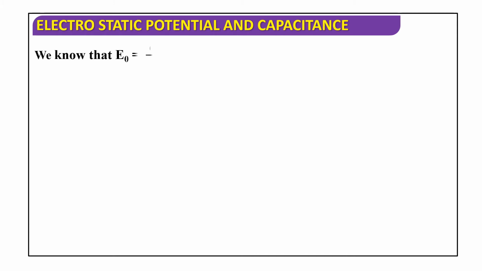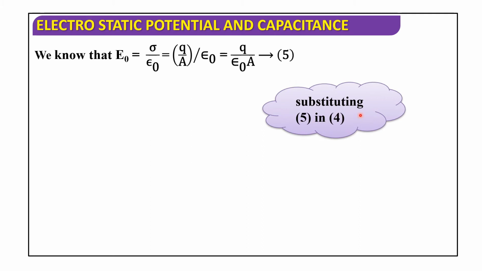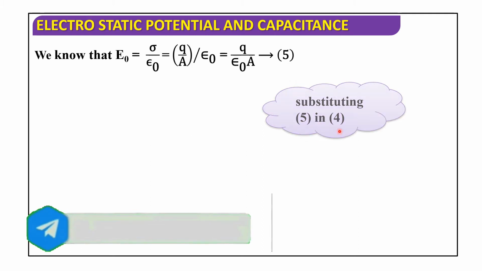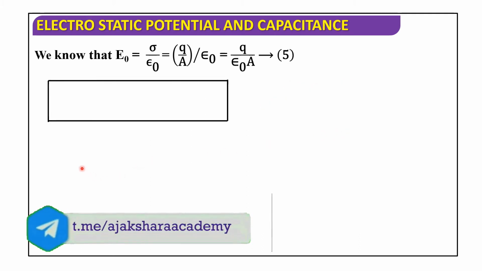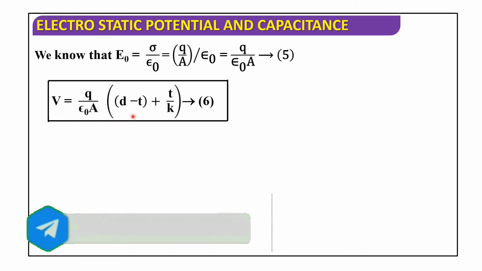We know that E naught is equal to sigma by epsilon naught. So that is equal to sigma, nothing but Q by A, by epsilon naught. So that can be written as Q by epsilon naught into A. Consider this equation number 5. Substituting equation 5 in equation 4, we get V is equal to Q by epsilon A into (D minus T plus T by K). Consider this as equation number 6.